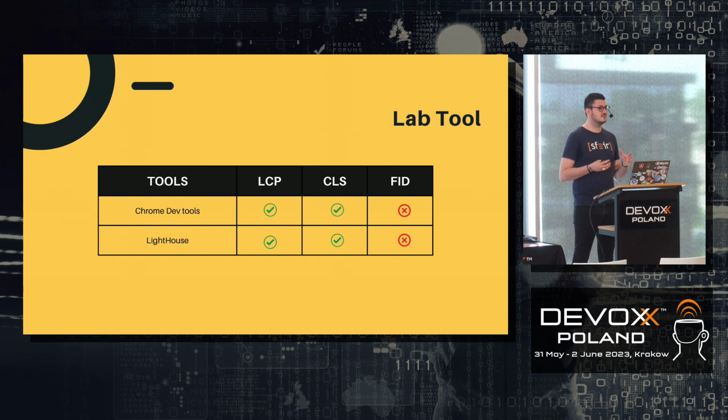Lab tools. Lab tools are a playground for developers, okay? Lab tools let you emulate the user experience. So lab tools are Chrome DevTools and Lighthouse. All these tools let you retrieve LCP and CLS metrics, but they can't retrieve the FID, First Input Delay metric. Does anyone in this room have an idea why lab tools can't retrieve the FID?